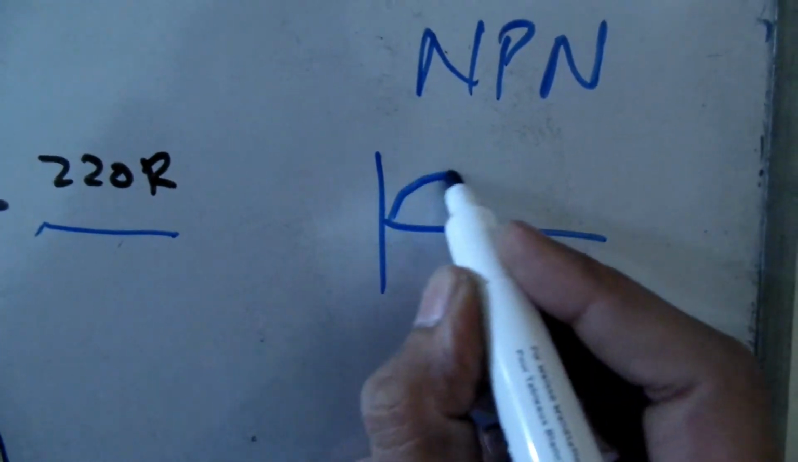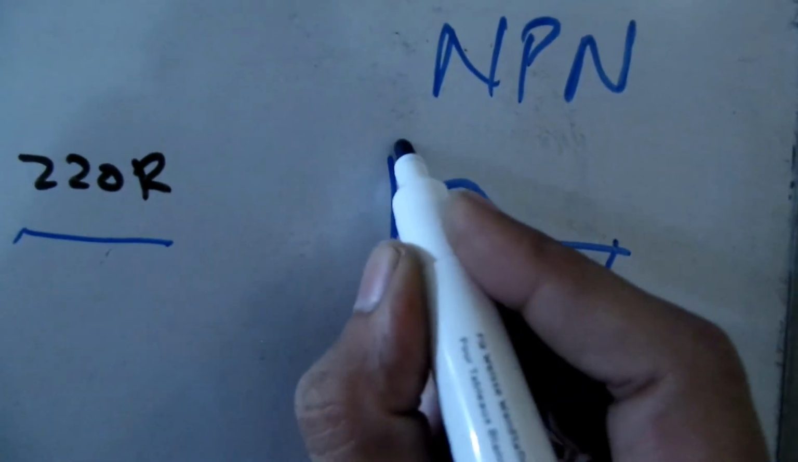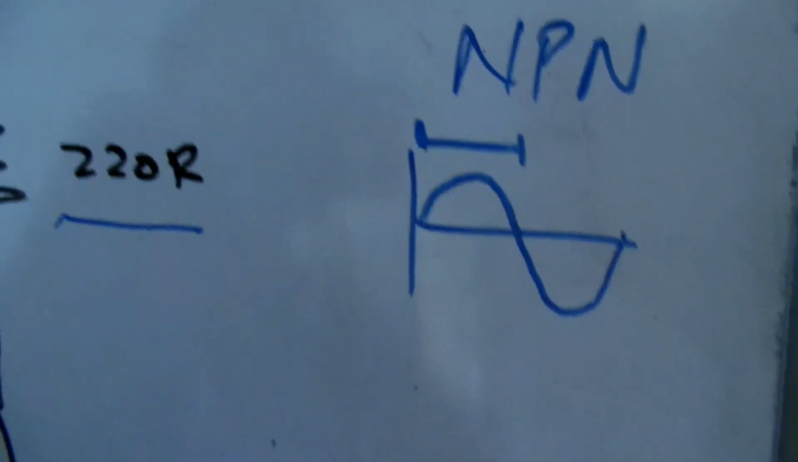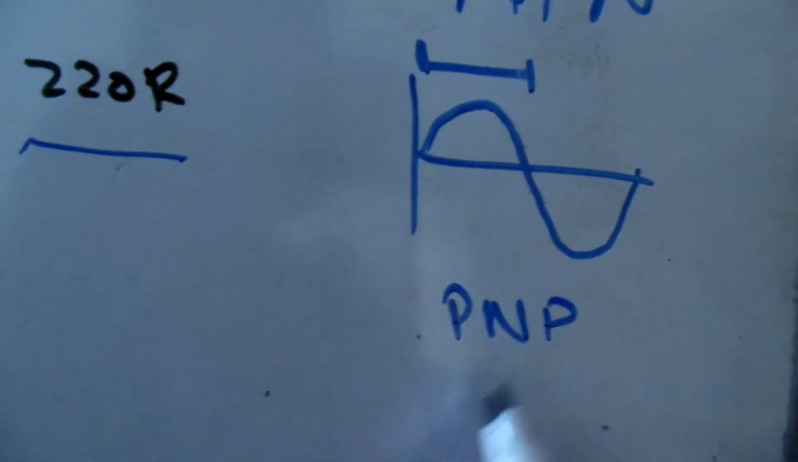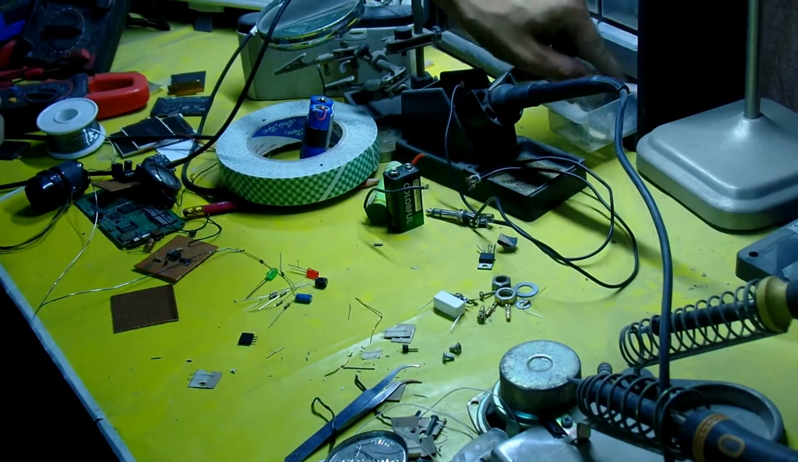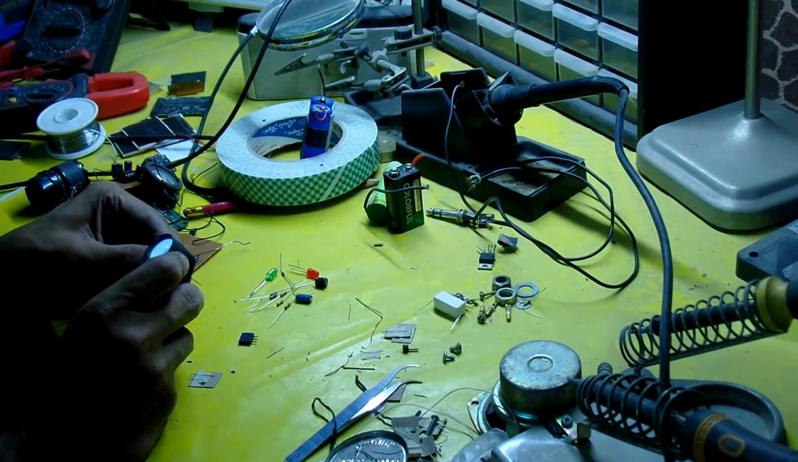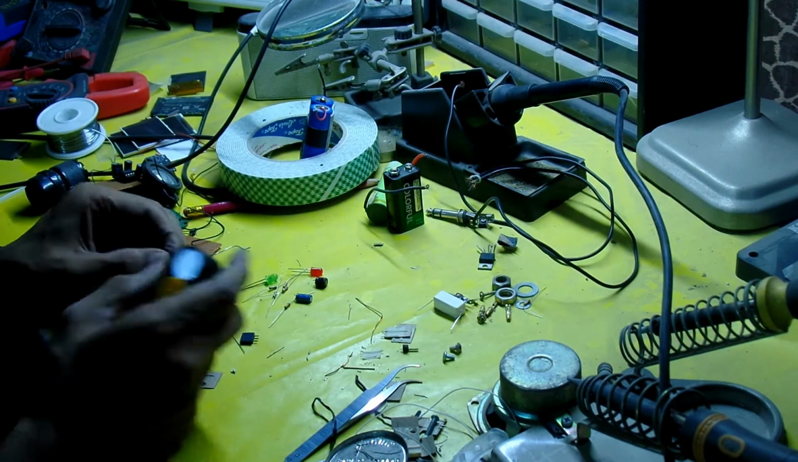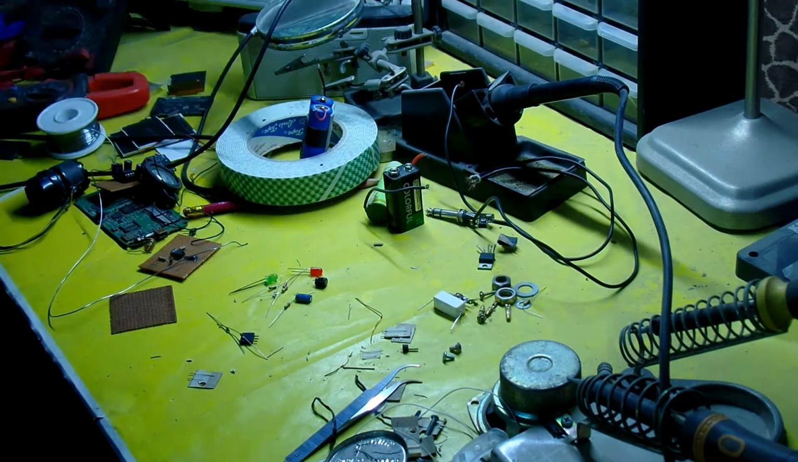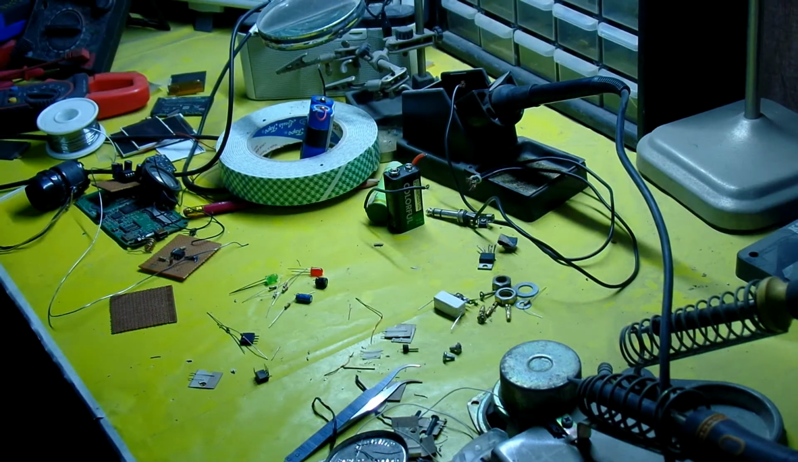NPN will act on which cycle? The upper one. While the PNP would conduct on this side. Well, the circuit diagram is also given in the description with all part values, and right now I'm gonna build that, and let's enjoy it.